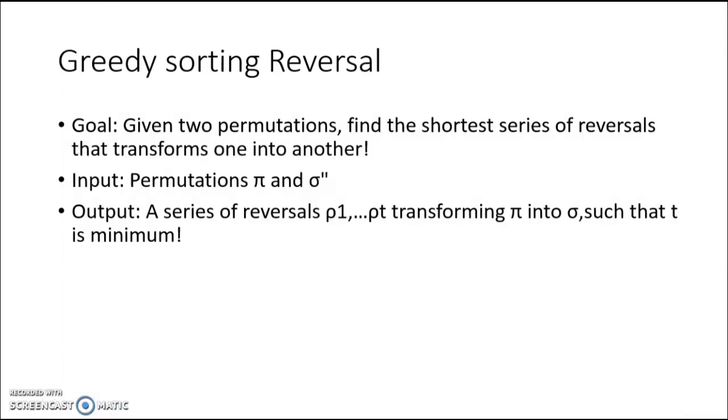Now let us talk about the greedy algorithm in sorting by reversals. The goal is that, given two permutations, find the shortest series of reversals that can transform one into another. Here we are talking about transformation of a genome element from one to another. The inputs are permutations pi and sigma, and the output is the reversals p1 to pt, transforming pi into sigma such that t is minimum.